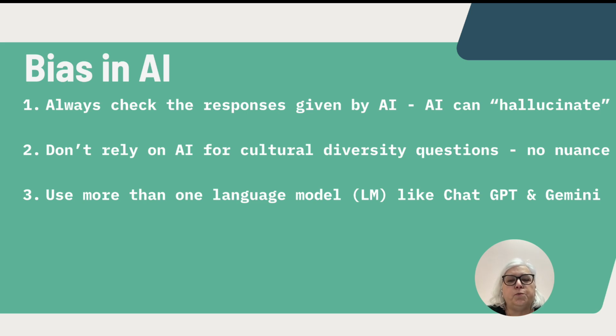And then you should also use more than one large language model, like check ChatGPT and Gemini, or check Gemini and Copilot, as we've shown you in this presentation. And that is one of the ways to try to combat bias. We need to know going in that there's always going to be biases built into the system, and that's where our own critical thinking comes in.